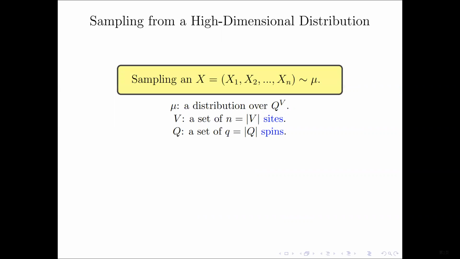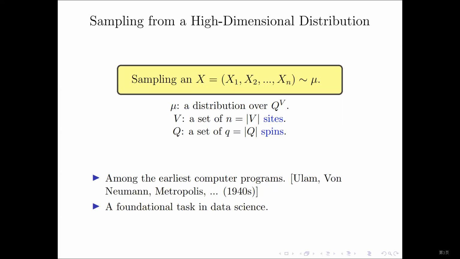Sampling from high-dimensional distributions is a fundamental problem in computer science. The problem can be stated as follows. Let mu be a distribution over Q^V, where V is a set of n sites, and Q is a set of Q spins. We need to sample a configuration X from distribution mu. The problem is among the earliest computer programs historically, and now it is a fundamental problem in data science.